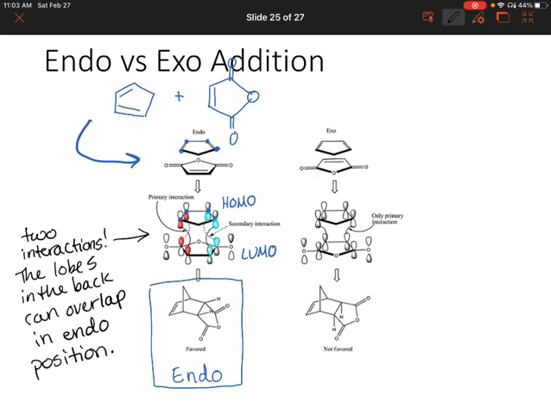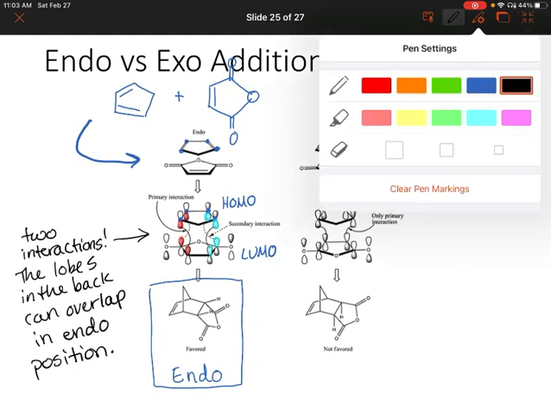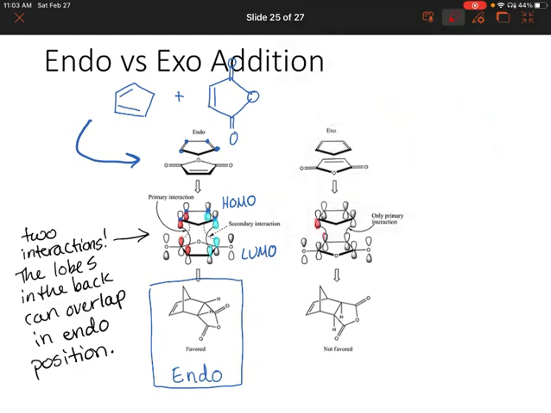But if you look at the exo scenario where the electron withdrawing groups are facing away from the reaction, we only have one overlapping area, and that's where the Diels Alder reaction is occurring. So if the electron withdrawing groups can overlap with the p orbitals from the diene, then that stabilizes the transition state, and that will give us the more stable product, which is the endo product.